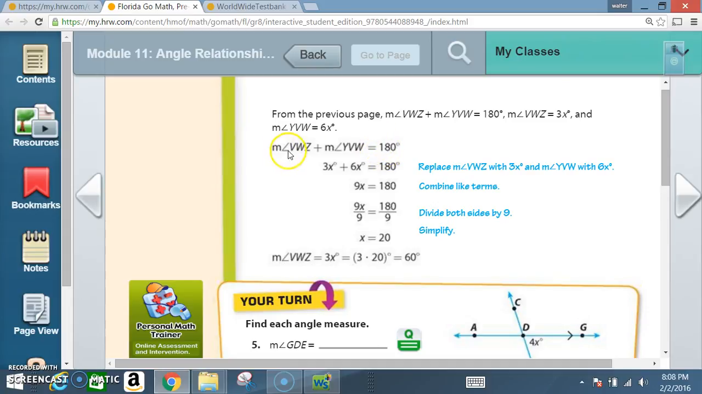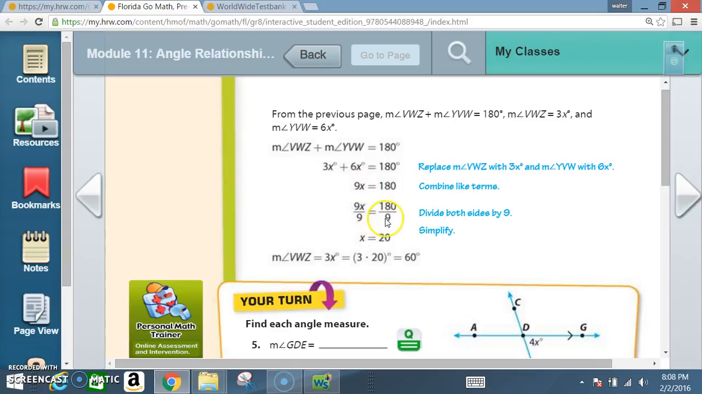The measure of angle VWZ plus the measure of angle YVW equals 180 degrees. So now, what is the measure of angle VWZ? 3x. What is the measure of angle YVW? 6x. 3x plus 6x is equal to 180 degrees. What is 3x plus 6x? That's equal to 9x. So now I got 9 times x is equal to 180. Now we go back to some stuff we taught you way back at the beginning of the school year. We're trying to solve for x. So now we divide both sides by 9.